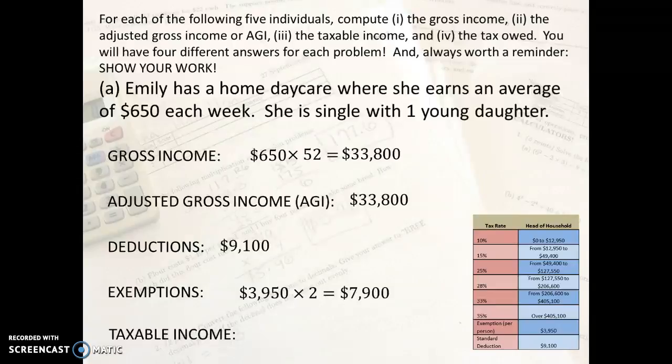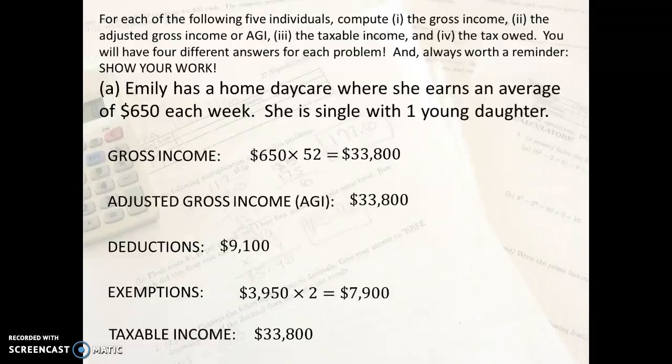Now we just put it together in taxable income. We just take the money she brought in, minus the deductions, minus the exemptions. Ta-da, right there. There's my taxable income. All the money I brought in, minus all my deductions and all my exemptions.